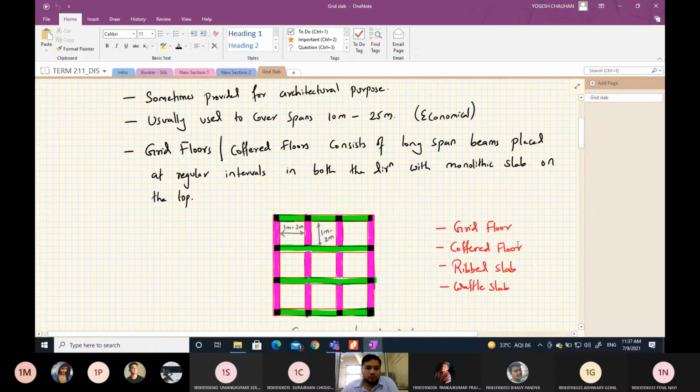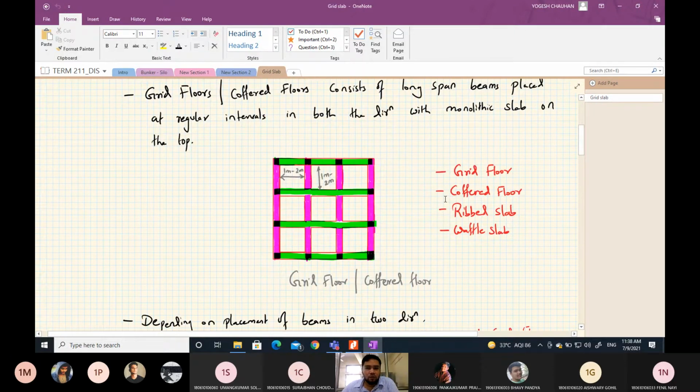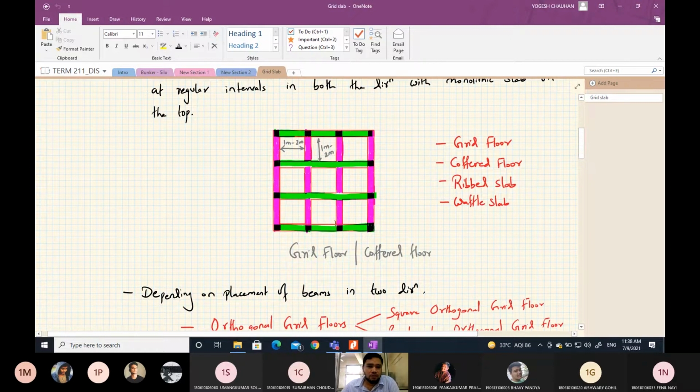Basically, these grid floors are long span beams placed at regular intervals in both the directions with a monolithic slab on top of it. They are also sometimes called coffered floors, ribbed slabs, waffle slabs, or even voided slabs. This picture shows one example of a grid floor.